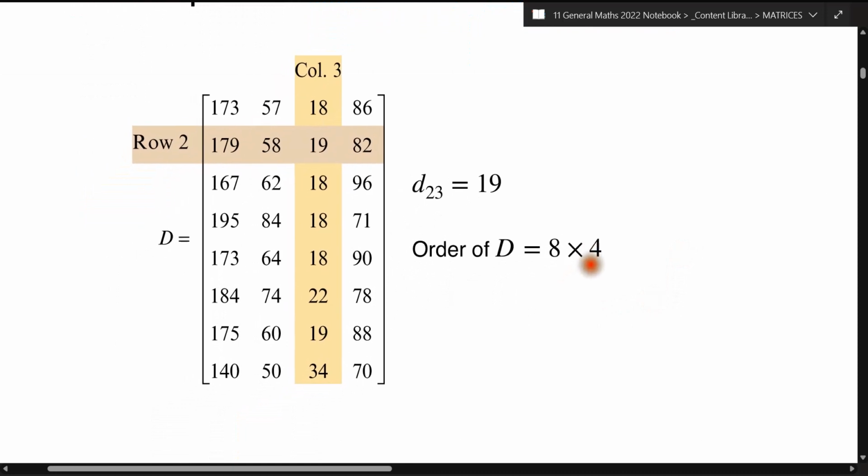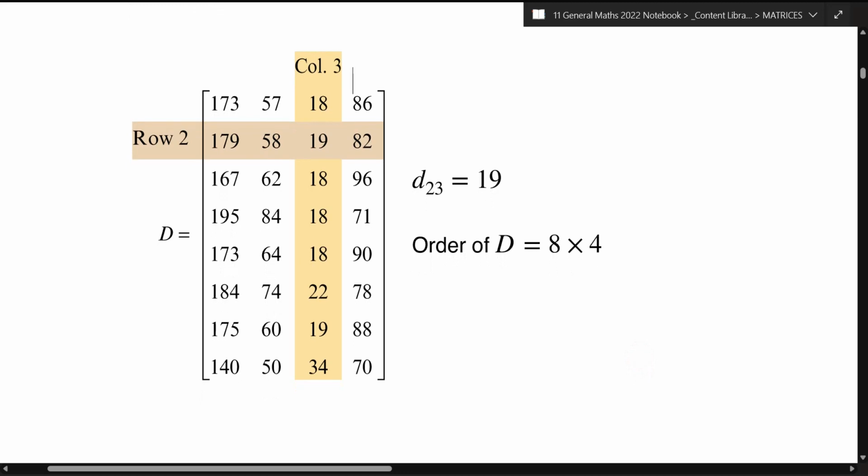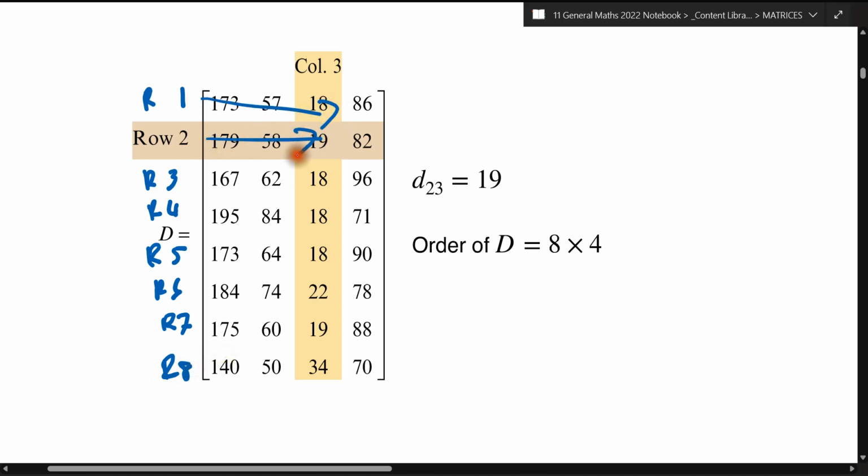You can see that matrix D has an order of 8 by 4 because there are 8 rows. So there's row 1, row 2, R3, R4, R5, R6, R7, and R8. Those are the rows. Remember, when you're looking at rows, you're reading from left to right.